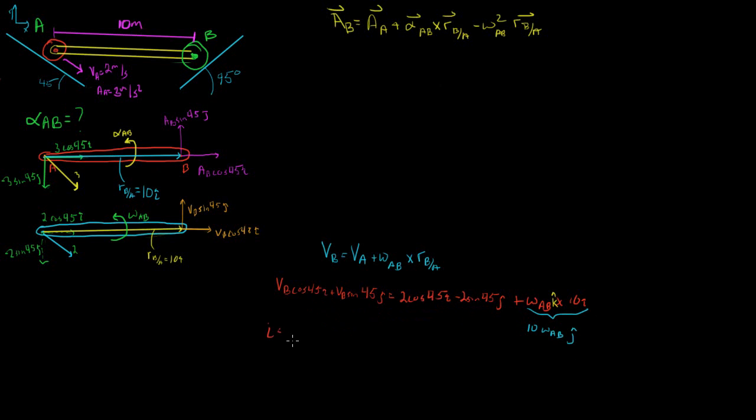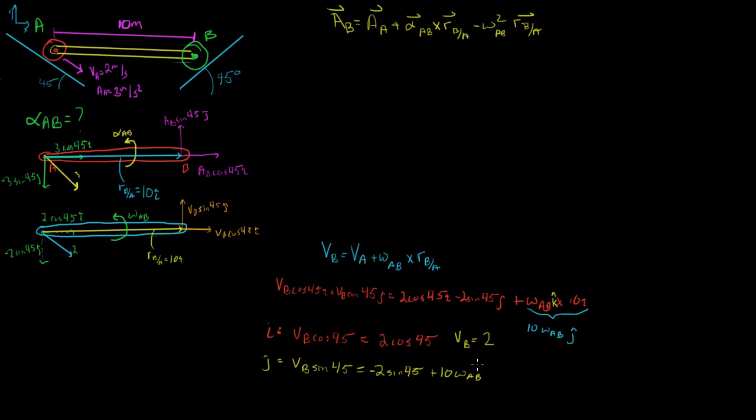So with our i component, we have VB times the cosine of 45 is equal to 2 times the cosine of 45. The cosines of 45 cancel out, so we get the velocity of B is equal to 2. And if we equate our j components, it's VB times the sine of 45 is equal to minus 2 times the sine of 45, which is j, plus 10 times omega AB, which is also a j component.